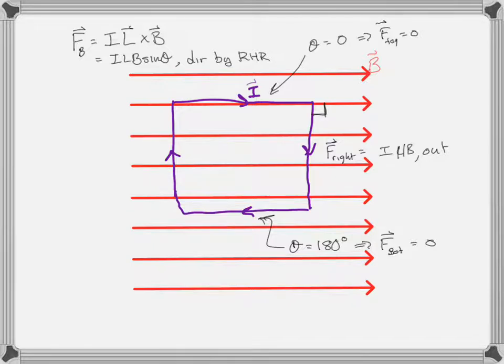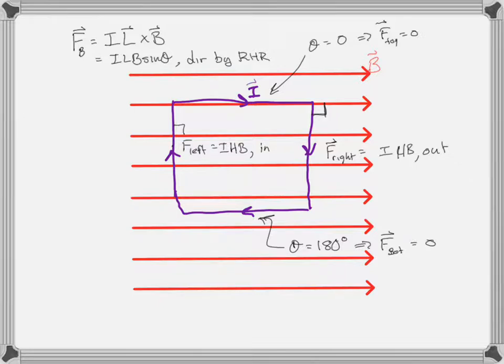By the same token, the one on the left is going to have a force F left equal to: the current through that part is I, the length of that is H, the magnitude of the magnetic field is B, and the angle is still 90 degrees between I and B, so sine of 90 is 1. For the direction, put your fingers pointing upwards, rotate them towards the right, and your thumb points into the page, so that is into the page.